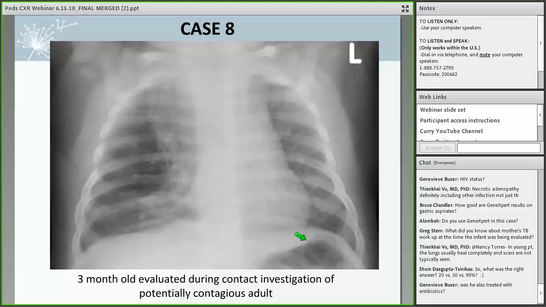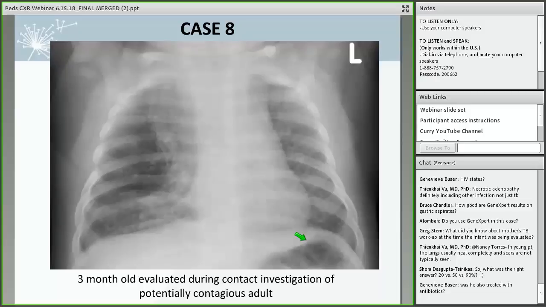Take a look at this. This is a 3-month-old girl, and she was identified somewhat belatedly during a contact investigation of a potentially contagious adult. So we're going to give you a little minute to look at that, and while you look, I will tell you that she was born in the United States in suburban Portland, Oregon. Her parents are also from Micronesia. They're also from Chuuk. We have a lot of Chuukese immigrants here.